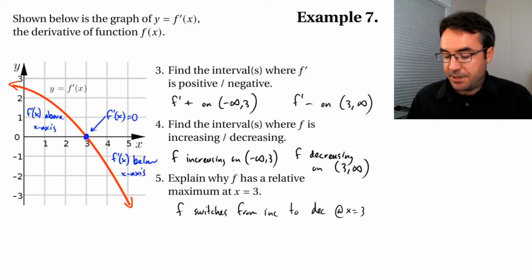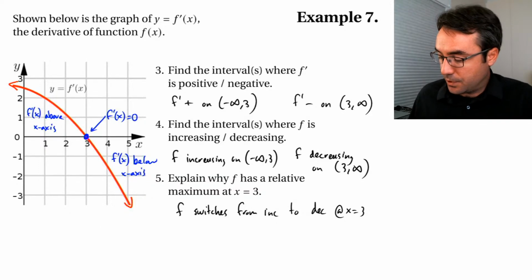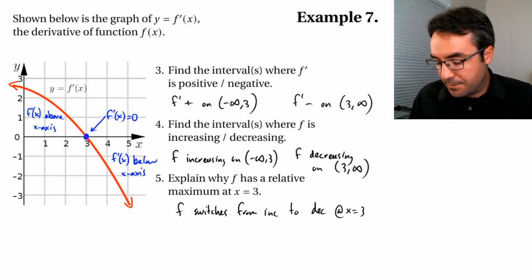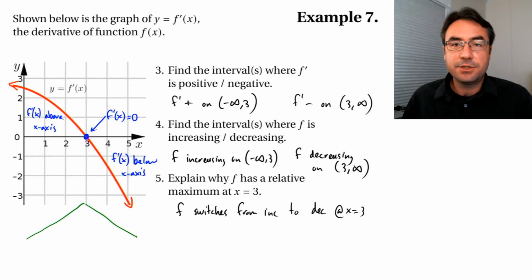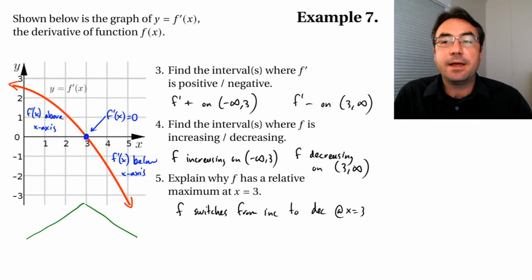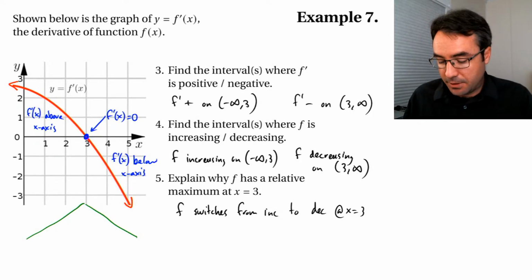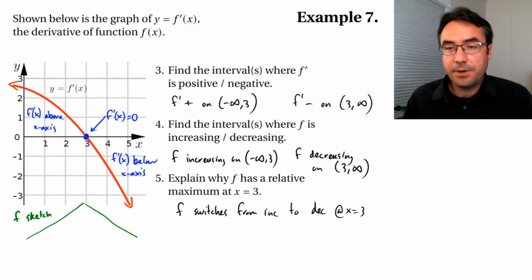So if f is increasing on the left, the general trend is up. And let me draw it over here. So on the left of x equals 3, our function must be going up. And then to the right of x equals 3, our function must be going down. Just general trend. And we can draw a really rough sketch there of what f might look like.